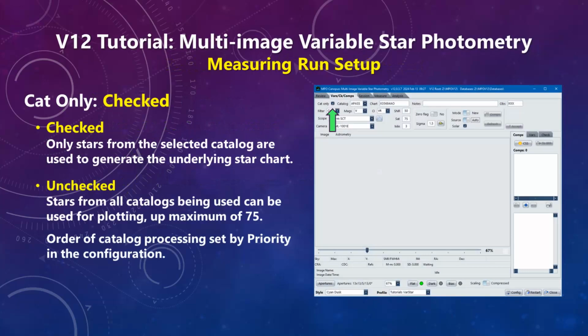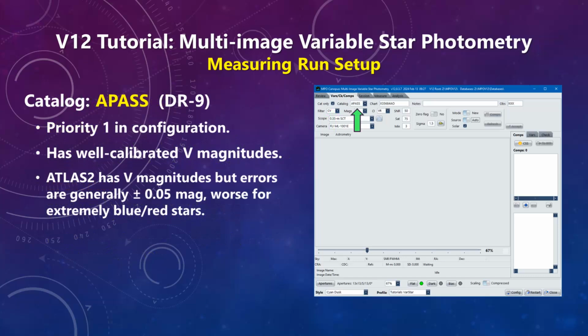Check the Cat Only checkbox. This means that only stars from the primary star catalog, APASS in this case, will be used to generate the underlying star chart and the list of candidates for auto-selected comp stars. If the box is not checked, stars from other catalogs can be included, but only if the primary catalog had less than 75 stars. Select a pass from the drop-down list of supported star catalogs. This catalog must have a priority of 1 on the Configuration Catalogs tab. It is chosen over the Atlas catalog because the latter's V magnitudes have higher systematic errors.